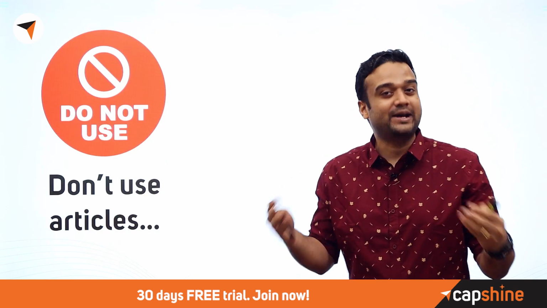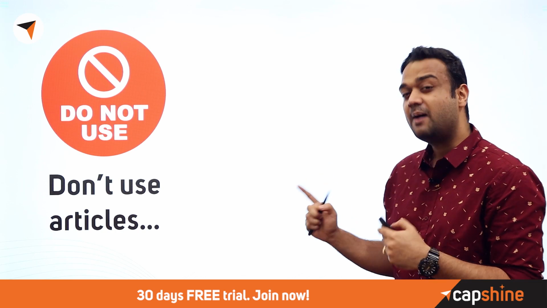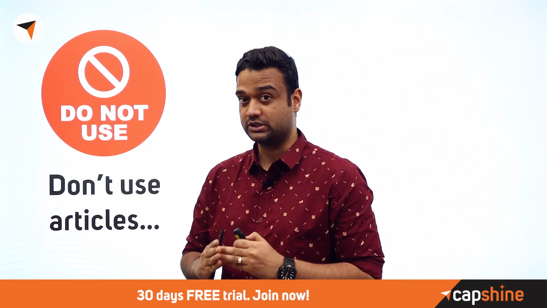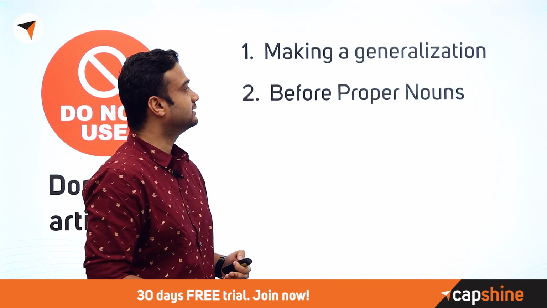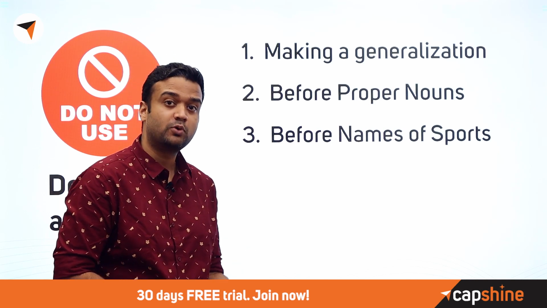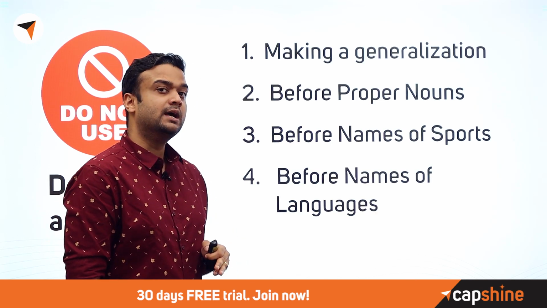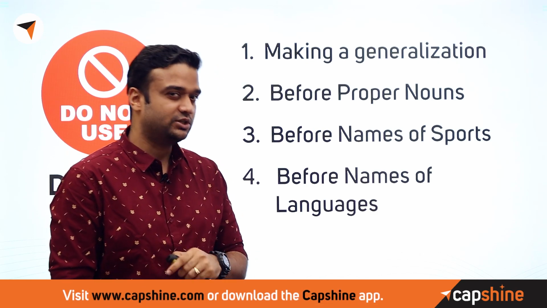Let's look at some mind-bending facts about articles, shall we? So here are some places where you should not be using articles. One of them is when you make generalizations. You shouldn't use articles before proper nouns. You shouldn't use articles before names of sports and names of languages. Let's go into each of them specifically and also see exceptions to some of these.